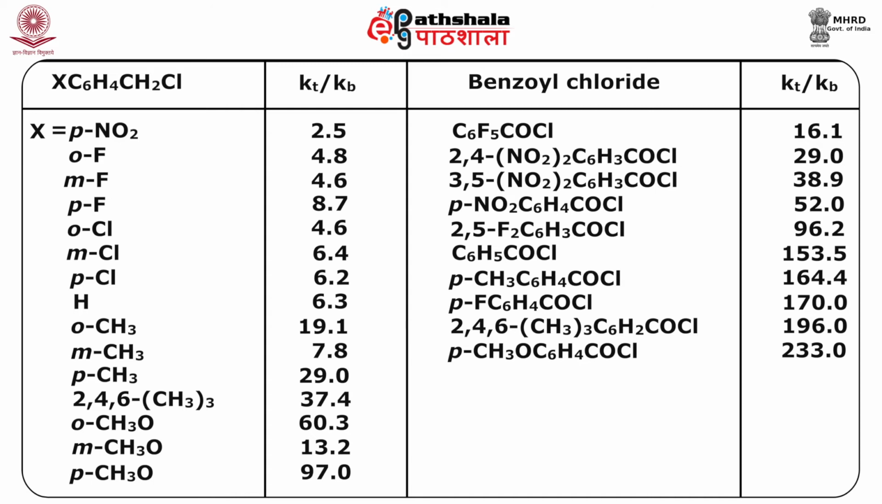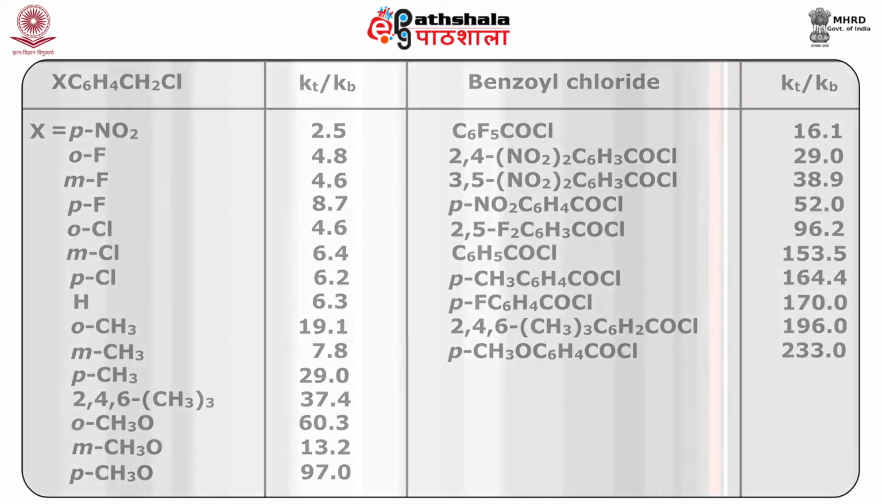Now here is a table we were discussing, that is the KT by KB ratios for TiCl4, that is titanium tetrachloride catalyzed benzylation, and AlCl3, that is the aluminum chloride weak Lewis acid catalyzed benzylation reaction. Now here you will see different KT by KB ratios in the benzylation catalyzed by TiCl4 and AlCl3, and notice the different values.